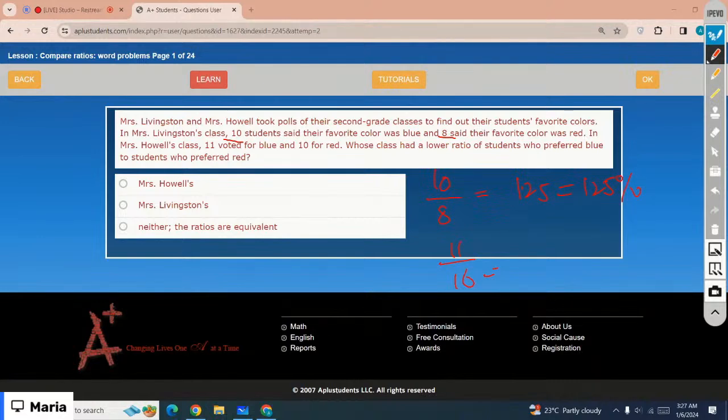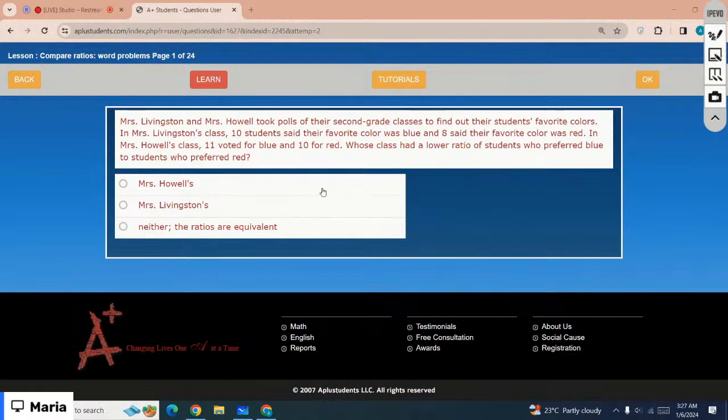The next one is 11 divided by 10. That is 1.1. Multiply it by 100. The answer is 110%. So who has lower percent? The one who has 11 over 10. That is Mrs. Howell's, who has the lower percentage. The correct option is Mrs. Howell's. Got it? So Mrs. Howell's has the lower ratio. The correct option is Mrs. Howell's. Got it?